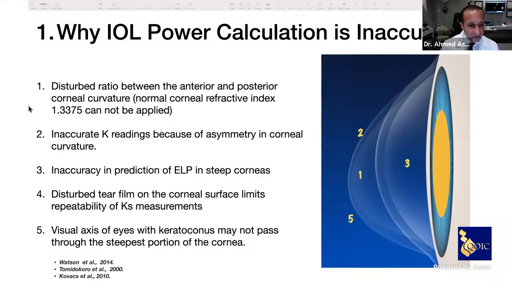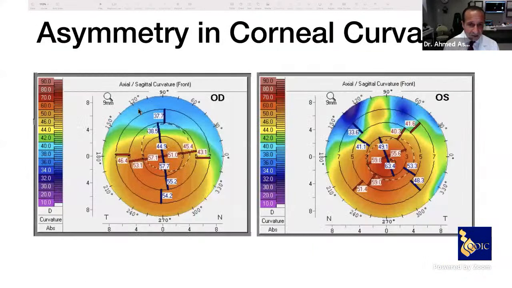And the fourth, the disturbed tear film on the corneal surface limits the predictability and the repeatability of the K reading measurements, as we have just said in ocular surface disease. And finally, the visual axis of the eyes in keratoconus may not pass through the steepest portion of the cornea. So because of these reasons, the IOL power calculation is challenging in cases of keratoconus.